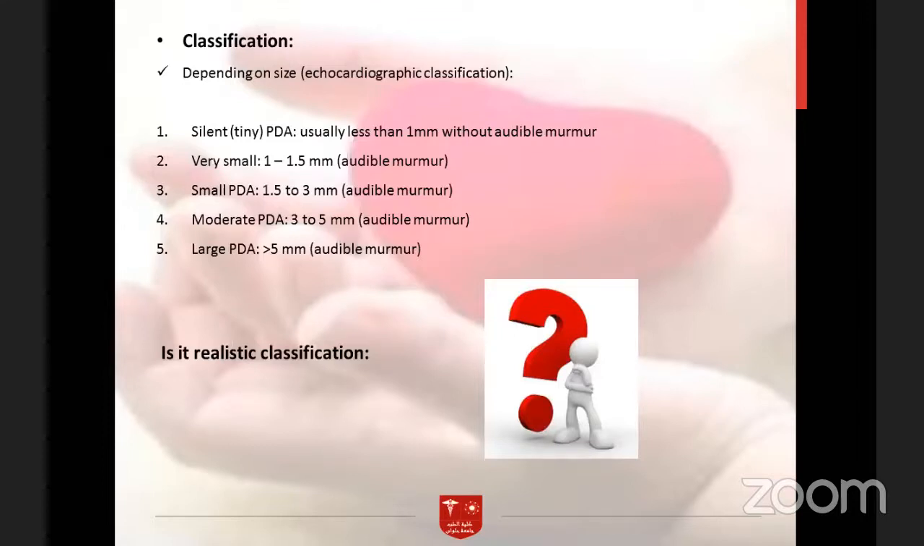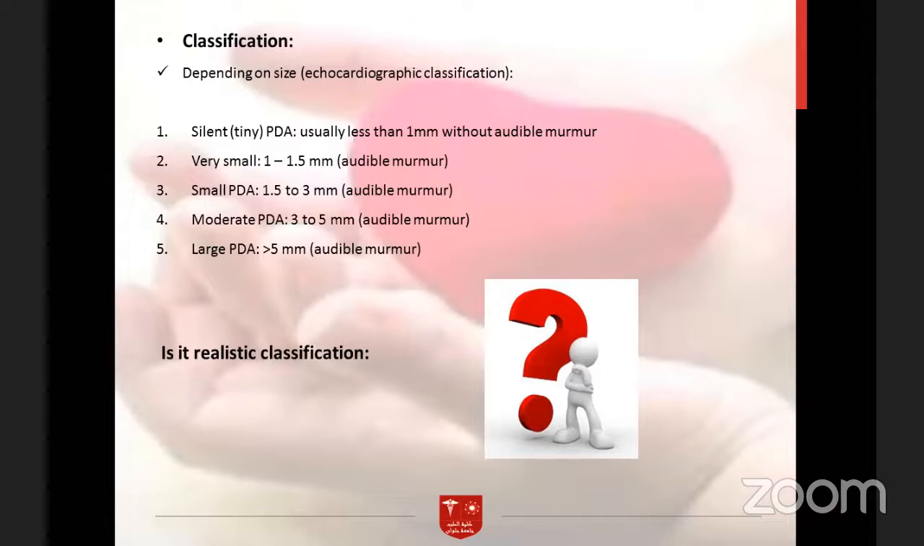And by size, we mean the pulmonary end of the PDA, into 5 types: a silent tiny PDA, which is usually less than 1 millimeter without audible murmur; a very small one, ranging from 1 to 1.5 with an audible murmur; the small, ranging from 1.5 to 3; the moderate, ranging from 3 to 5 millimeters; and the large PDA, more than 5 millimeters. This classification is very important for nomenclature and description.